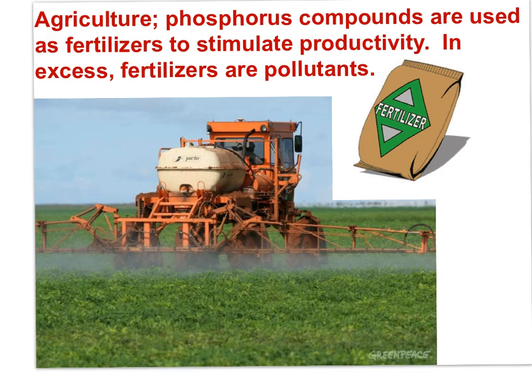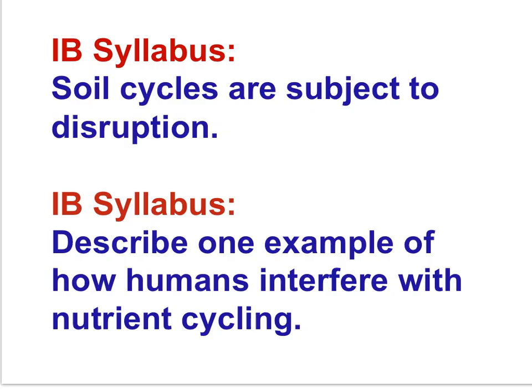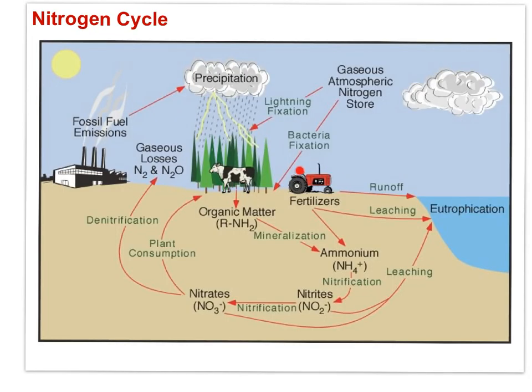More on this later. Here are IB syllabus statements tightly related that I've been circling around throughout this movie. Soil cycles are subject to disruption. Describe one example of how humans interfere with nutrient cycling. I've spoken about the use of nitrogen fertilizers in agriculture as a disruption of the nitrogen cycle, and I've spoken about the harvesting of crops moved to distant markets as a loss of soil nitrogen.